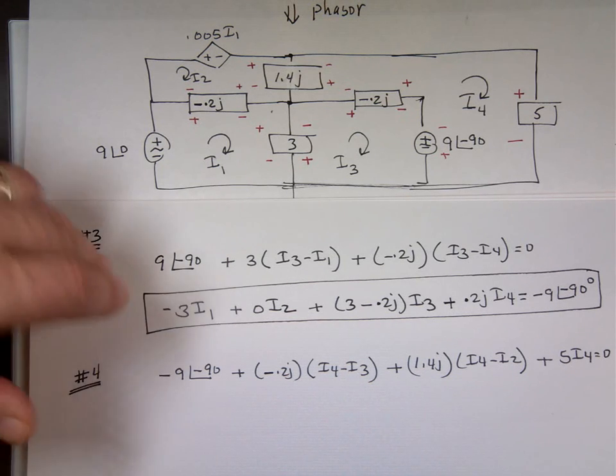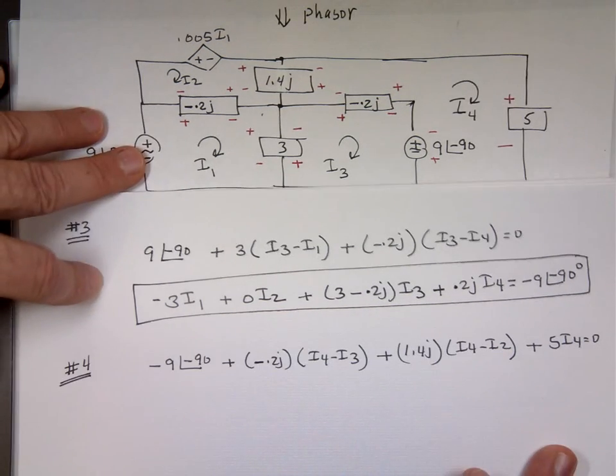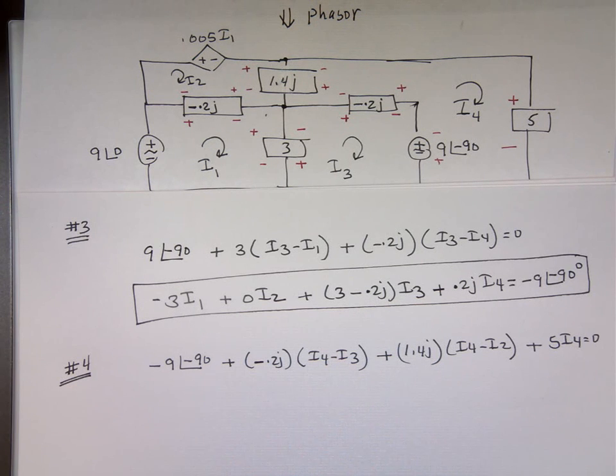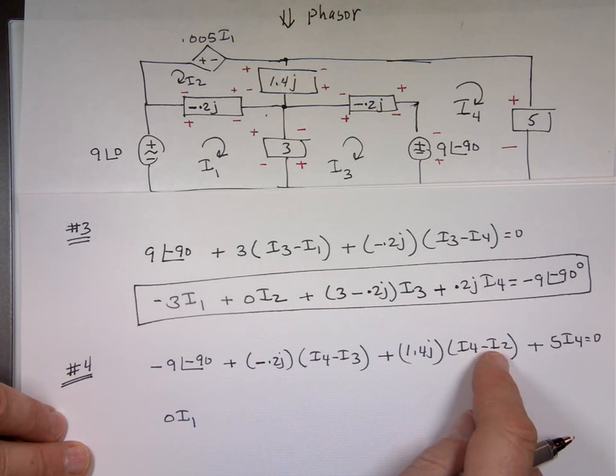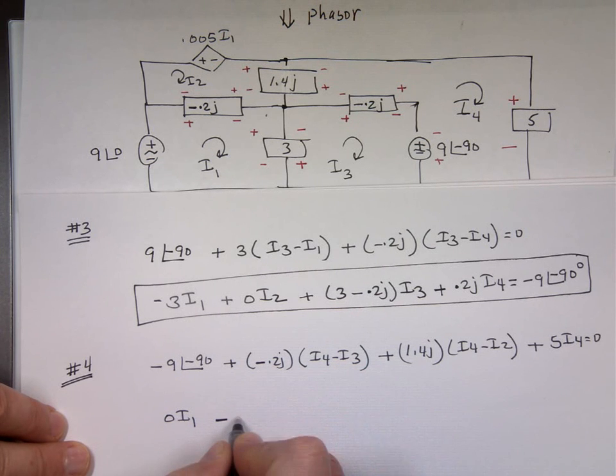Clean that. Do we have any I sub 1? 0 I sub 1. I sub 2, where are you? Right here, is that it? Negative 1.4J I sub 2.